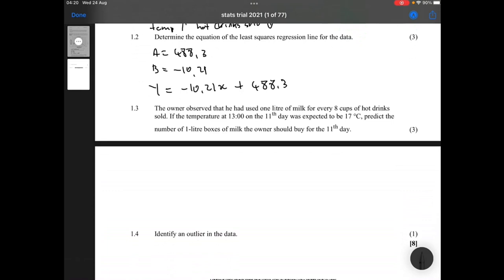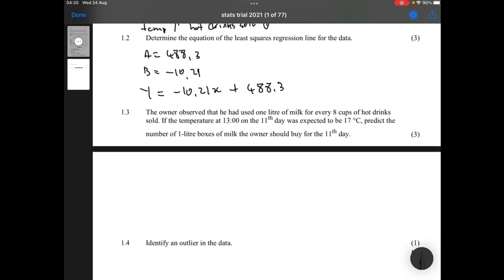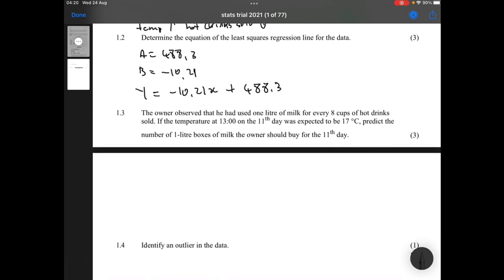And then 1.3 says that the owner observed that he had used 1 liter of milk for every 8 cups. So now let's say 8 cups is equal to 1 liter of milk, right? And then it goes on to say that if the temperature at 1 p.m. on the 11th day was expected to be 17 degrees Celsius, predict the number of 1 liter boxes of milk the owner should buy for the 11th day.